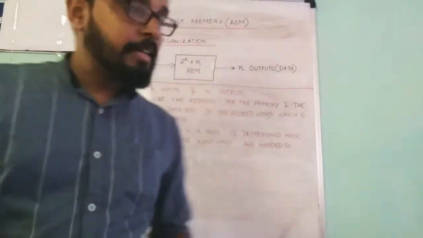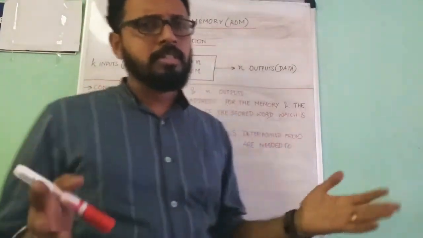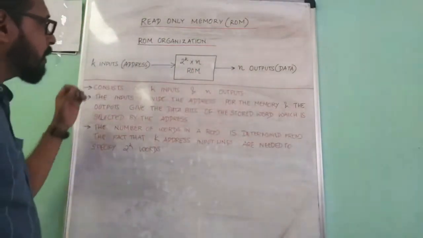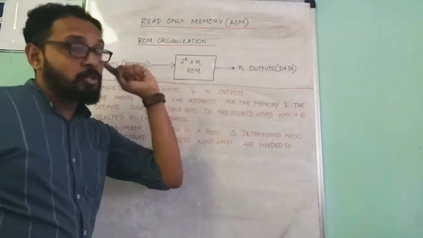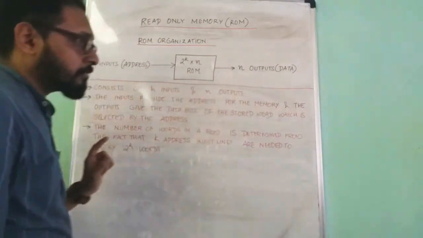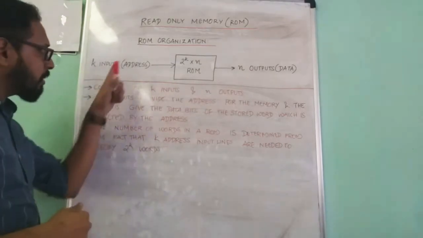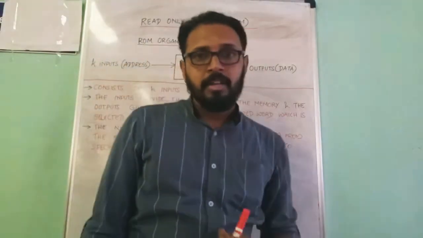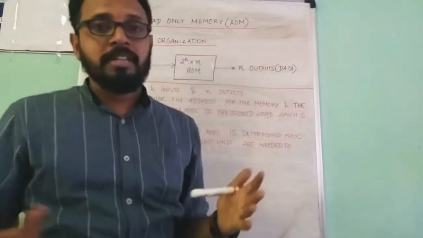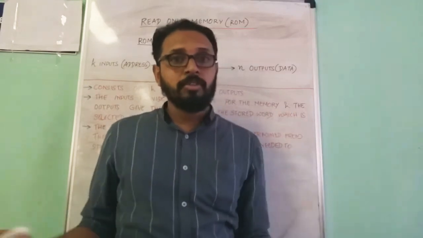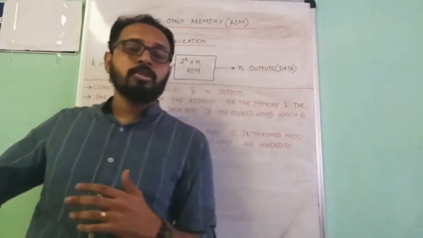This is the block diagram of the ROM. We can also call it the ROM organization. In the block diagram, we can see a 2 raised to k into n ROM, with k inputs, that is the address, and n outputs, that is the data. In many of the combinational circuits we have already seen, when we give a set of data, the output will also be data.